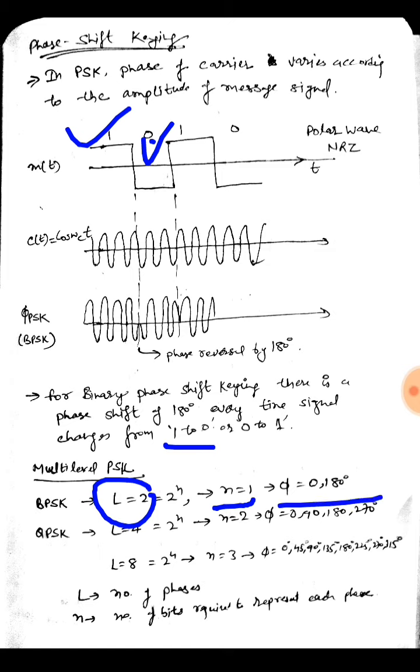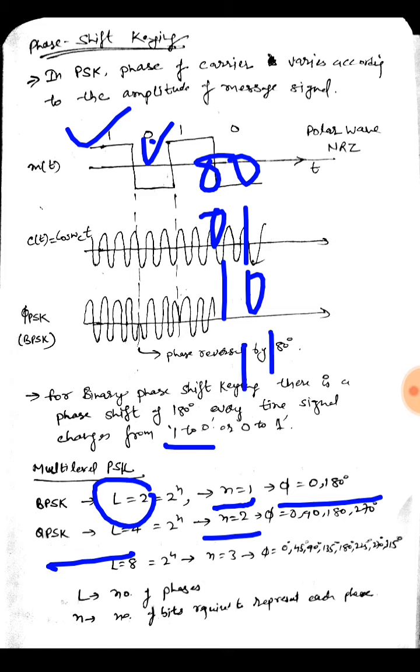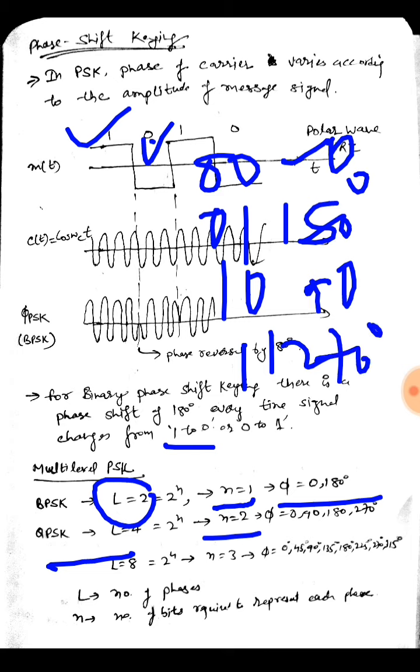If we have quadrature phase shift keying, that is L is equal to 4, the number of levels is 4, so we would need to represent these levels by 2 bits, that is 00, 01, 10 and 11. So this will represent 0, this would represent 180, this is 90, and this is 270. So in QPSK we will have 4 phases and 4 combinations of inputs, 00, 01, 10 and 11, that we will see in the next lecture.